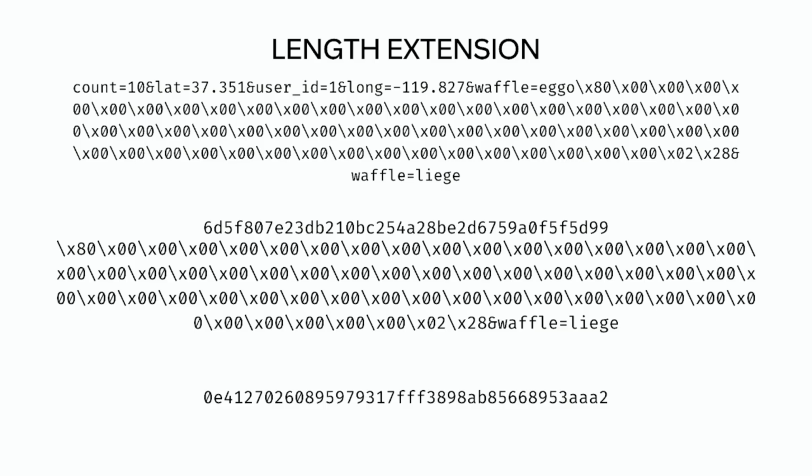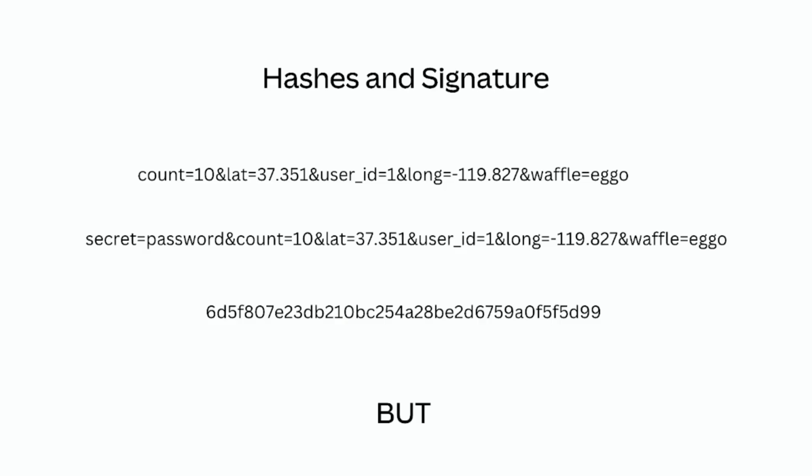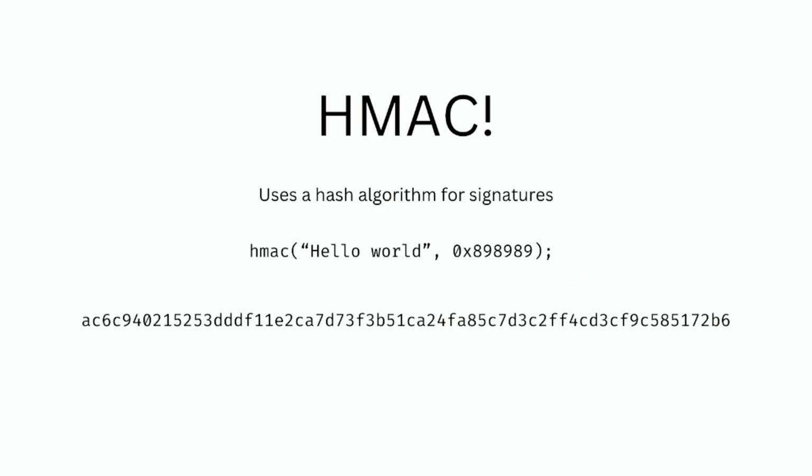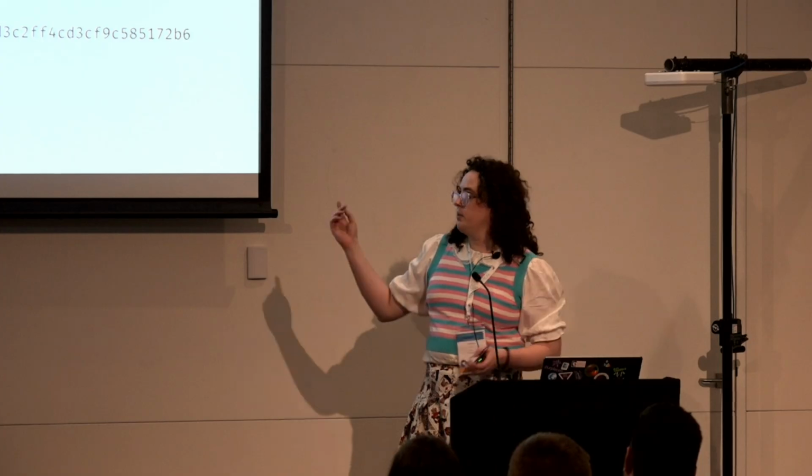So what you can do is, if you have a hash, this hash is part of the message, and you want to change that, you take this hash and you set SHA's internal state to the previous output, and then you feed in the rest of that order, the waffle equals liege, and so now you can combine this data with this new hash, and it looks like a valid signature even though you never had the secret in the first place. So we solve that with HMAC. HMAC takes another hash algorithm, so you'll usually see HMAC SHA-256 or HMAC SHA-2, which is the same thing. You can combine HMAC with any hash algorithm.